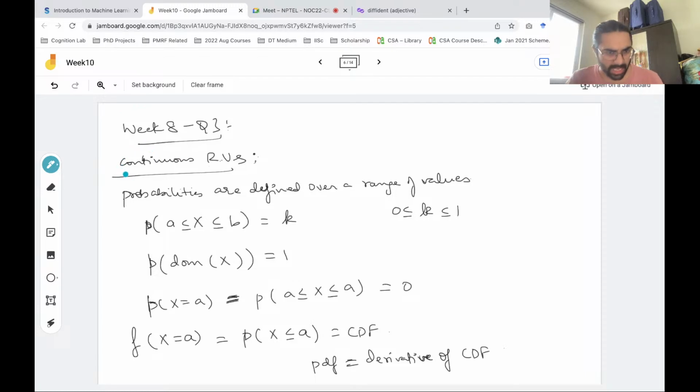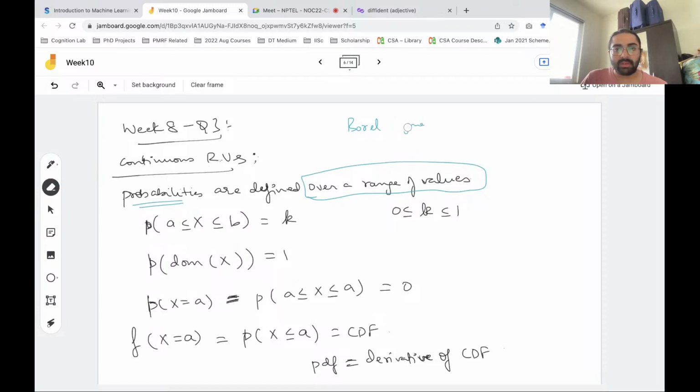So in case of continuous random variables, we define probabilities only over a range of values. Now why this happens is because of some other mathematical technicalities. You have something called Borel's sigma algebra, which defines on what things you can actually define a probability and so on. So when people write for continuous random variables, these are defined only over a range of values.